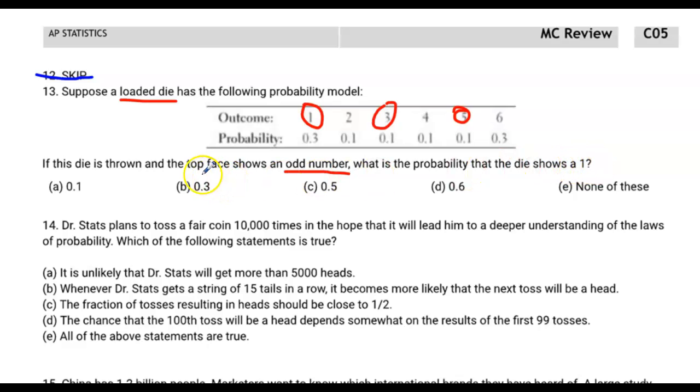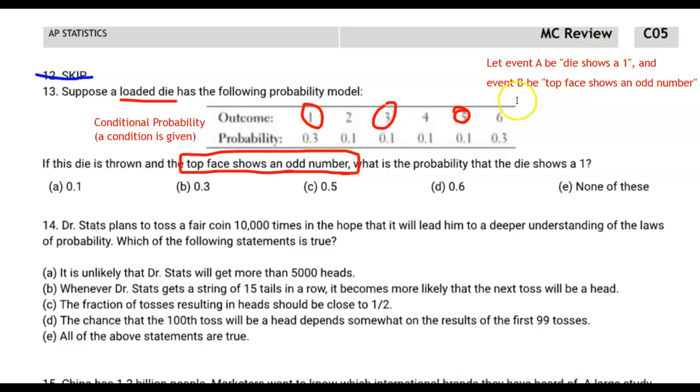Well, let's see. It's given to us that the top face shows an odd number. So this is a conditional probability. So remember, that means a condition is given or some information is given about the outcome, but not the total information, not all the information. So now, what is the probability that the die shows a 1? Let's try to write this out in probability notation. First, let's define our events. Let's let event A be the die shows a 1, and event B be top face shows an odd number.